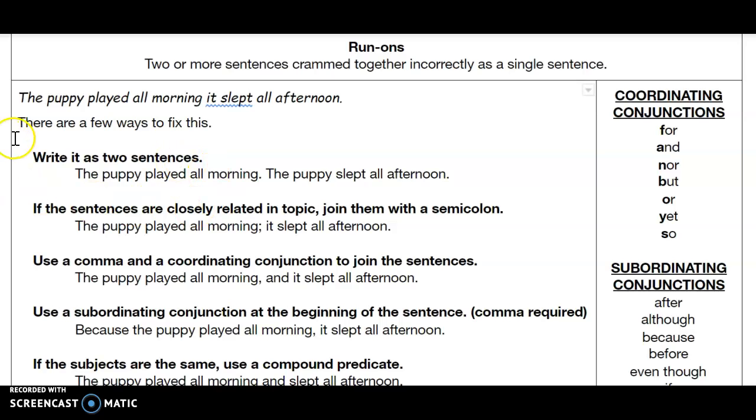All right. There are a few ways to fix this problem. So, the puppy played all morning, it slept all afternoon. This is two sentences, right? The puppy played all morning is a sentence. It slept all afternoon is a sentence. You can't just cram them together like this and call it a sentence. We could fix it several different ways.